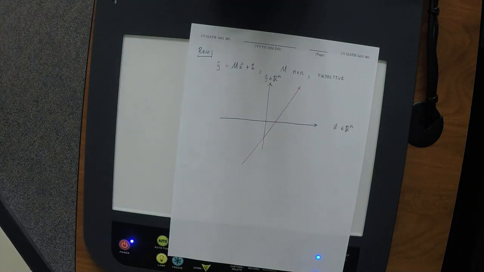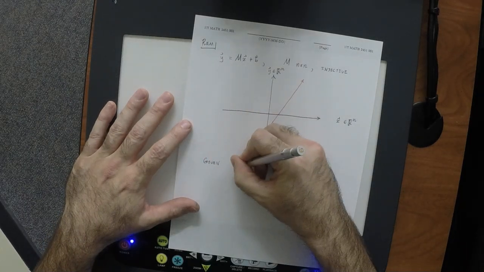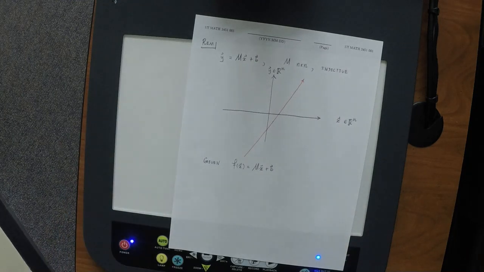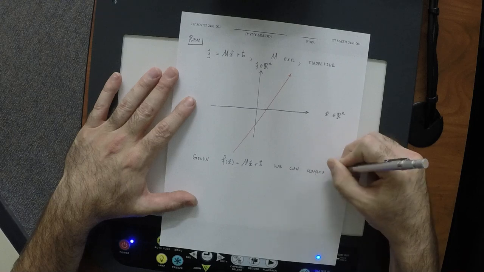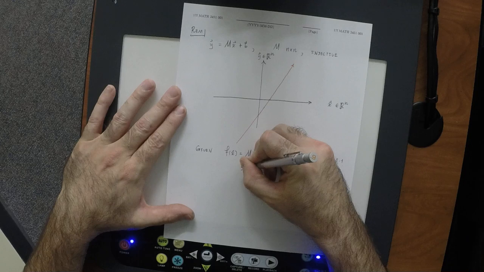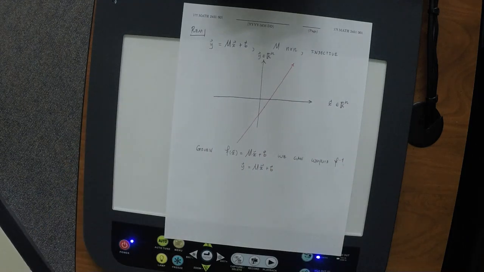So what I want you to consider is that given f of x equals mx plus b, this is a function now, and we can compute the inverse function just using straight up algebra. So what that means is I want you to take this equation, y is mx plus b, and do what? I want you to solve for x. That's what I want. So solve for x. How do you do it?